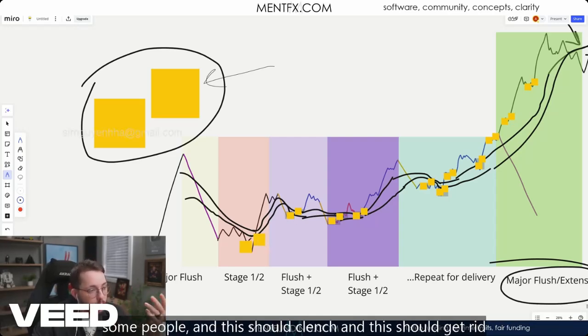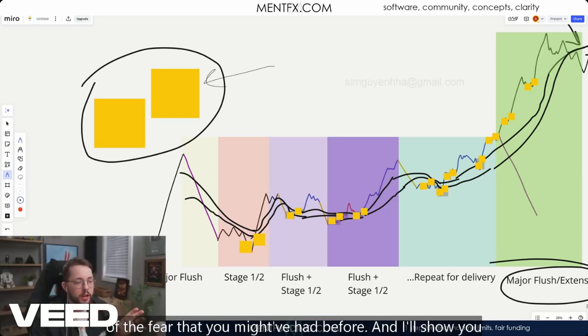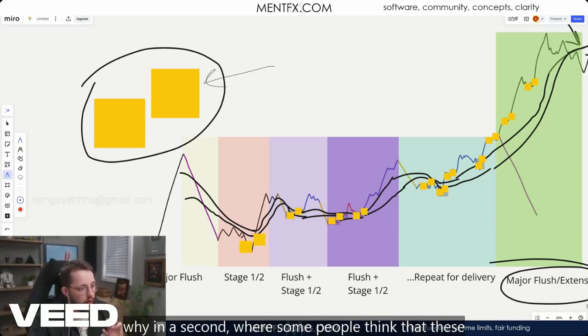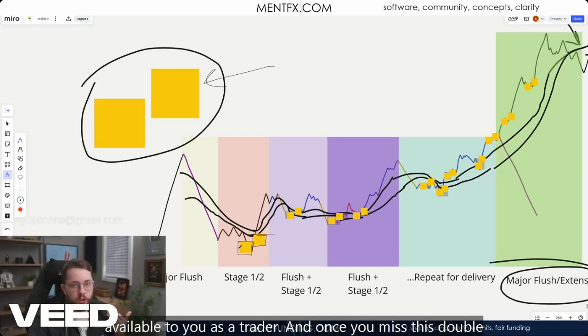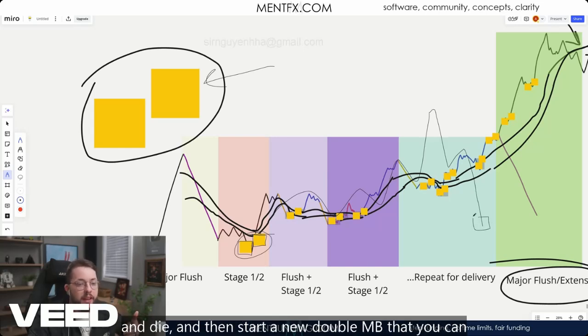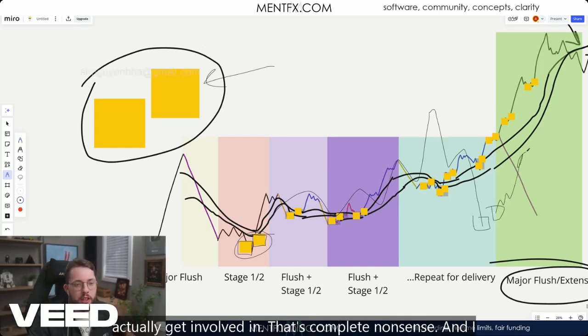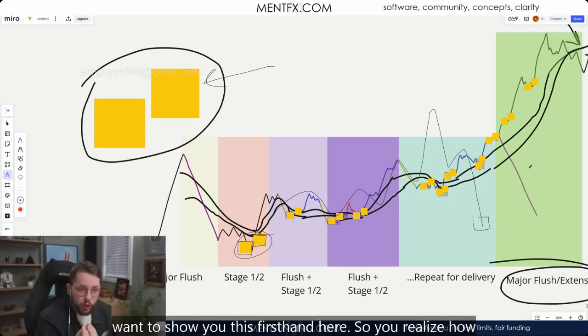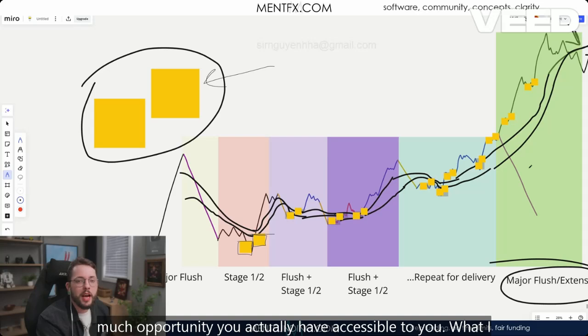So some people, and they should get rid of the fear that you might have had before, and I'll show you why in a second, think that these opportunities here are truly the only opportunities available to you as a trader. And once you miss this double MB, you have to wait for price to go and fail and die, and then start a new double MB that you can actually get involved in. That's complete nonsense. And I want to show you this firsthand so you realize how much opportunity you actually have accessible to you.